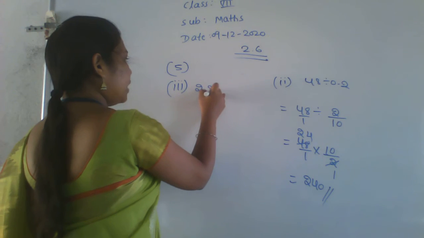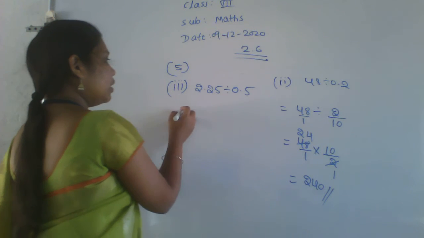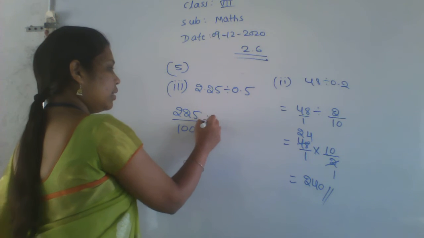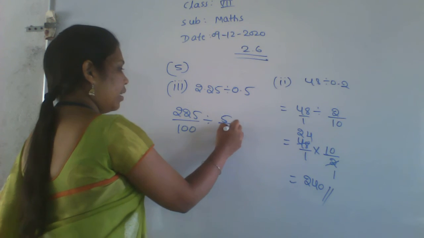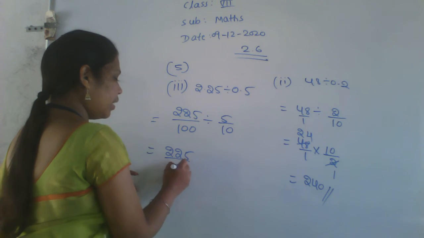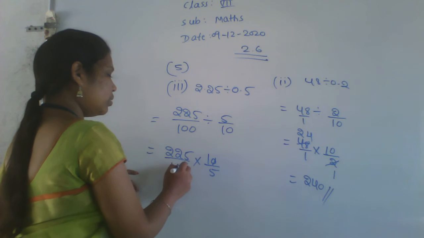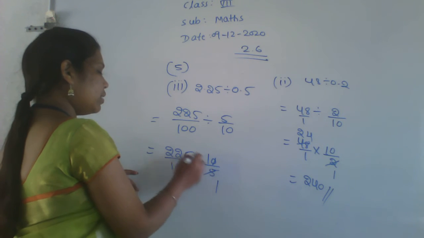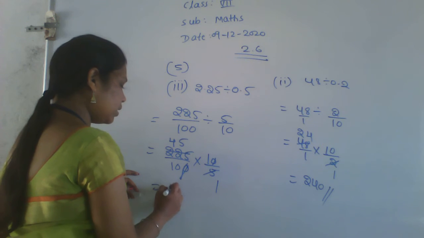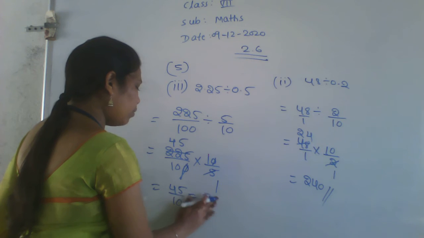2.25 divided by 0.5 means 225 divided by 100, divided by 5 divided by 10. That is equal to 225 by 100 into 10 by 5. This 0 gets cancelled. 5 ones are 5, 5 fours are 20, 5 fives are 45. So the answer is 45 by 10, that is nothing but 4.5.